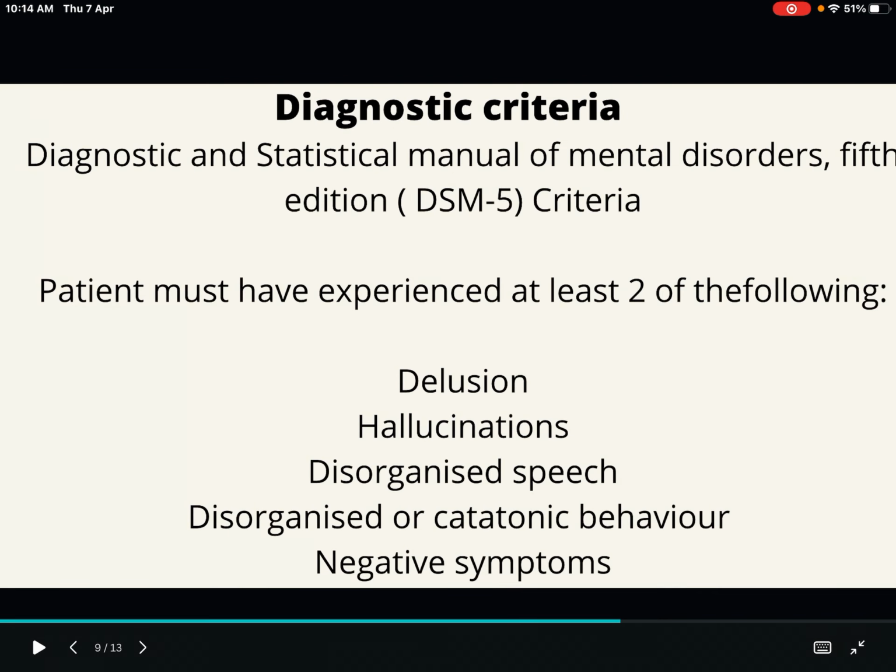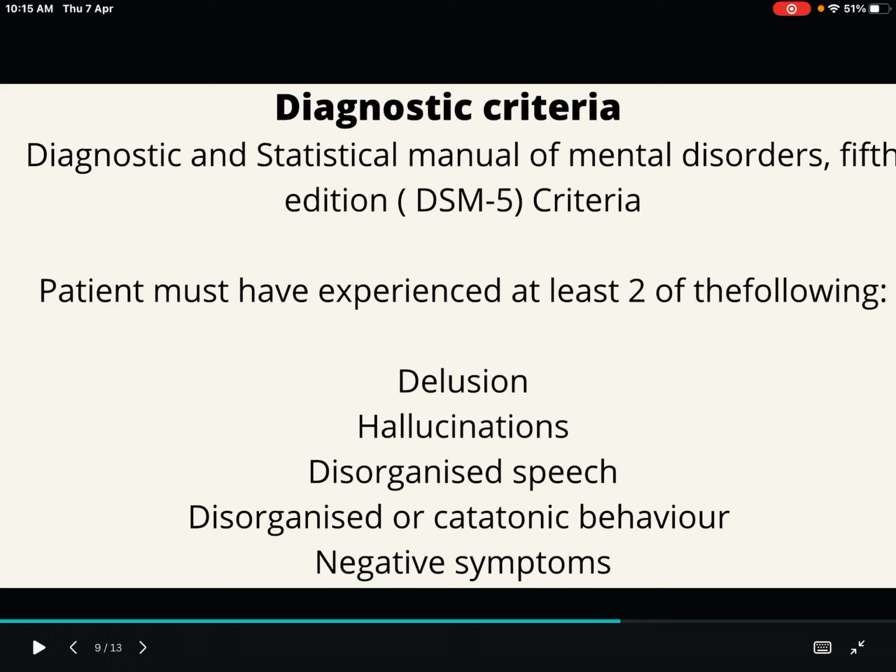Now let's see what is the diagnostic criteria to say the patient is having schizophrenia. The Diagnostic and Statistical Manual of Mental Disorders, 5th edition, DSM-5 criteria, is used for the diagnosis of schizophrenia. According to the criteria, the patient must have experienced at least 2 of the following. What are they? Delusion, hallucination, disorganized speech, disorganized or catatonic behavior, or negative symptoms.